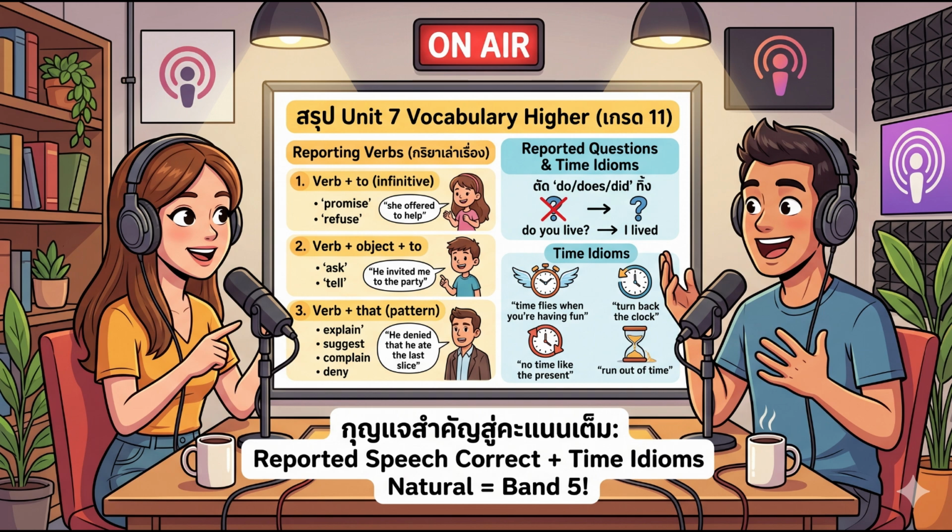So first you've got the verb plus to structure. Right, for verbs like promise, refuse, or offer. You wouldn't say, she offered that to help. It's just, she offered to help.